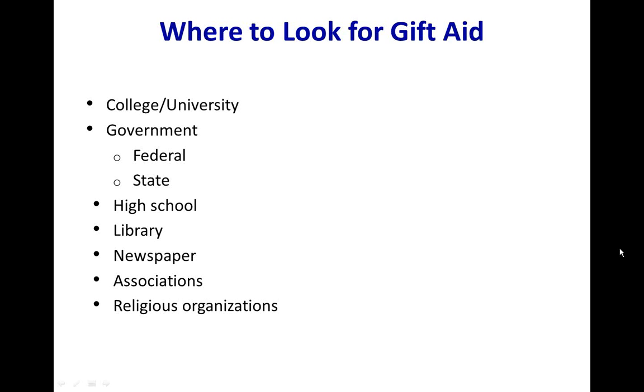Where to look for gift aid can include the college or university, the government, the federal and state governments, high school. Many high school guidance offices maintain binders or bulletin boards of resources for students. In the library, newspaper, professional associations, and religious organizations.